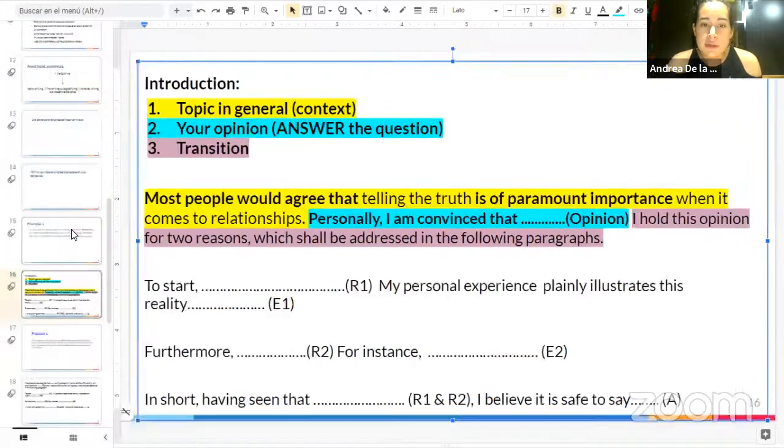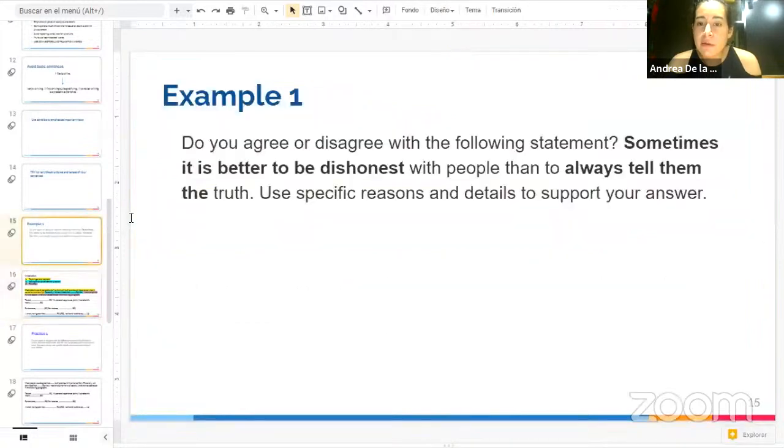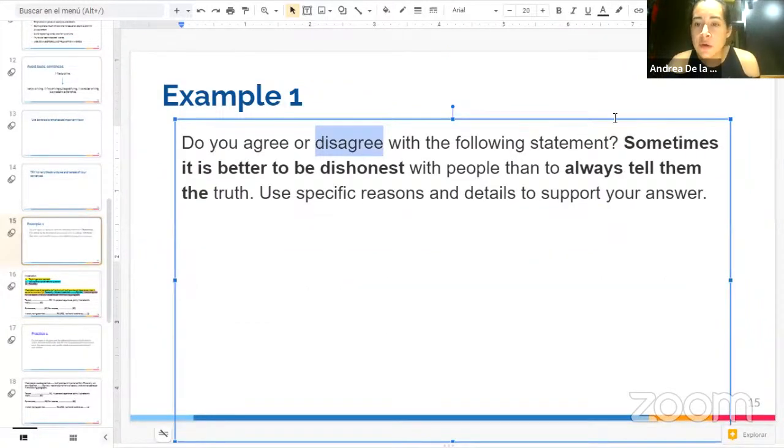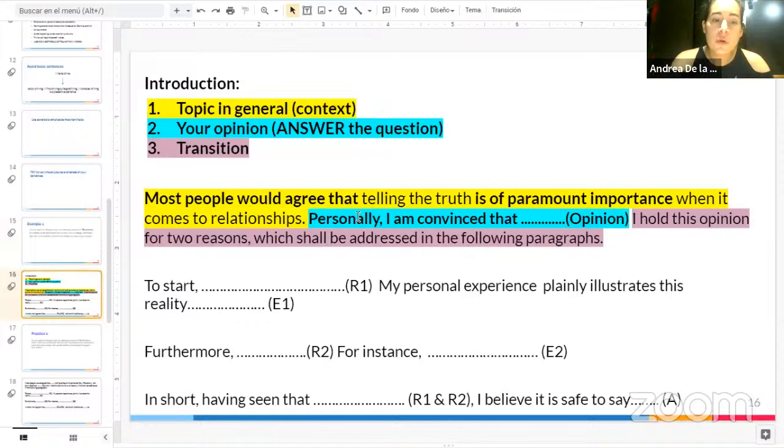We're gonna answer the question. We said that our opinion was that we disagree, right? We think that it's better to always tell the truth instead of being dishonest sometimes. Now, what you have to do here in the second sentence is say that. You can use the same words or you can paraphrase a few of them if you want, so use synonyms, but it should be really understandable.